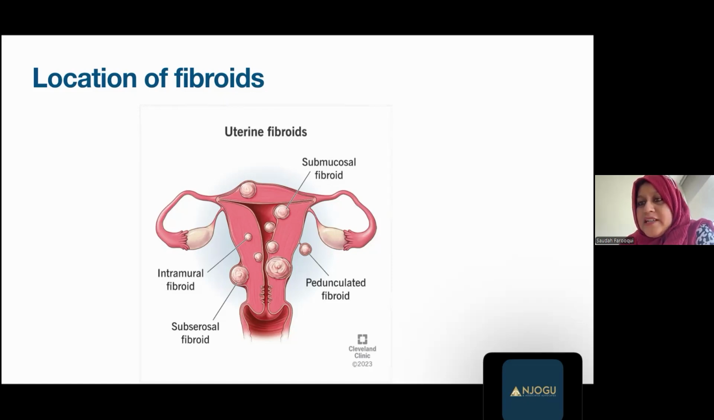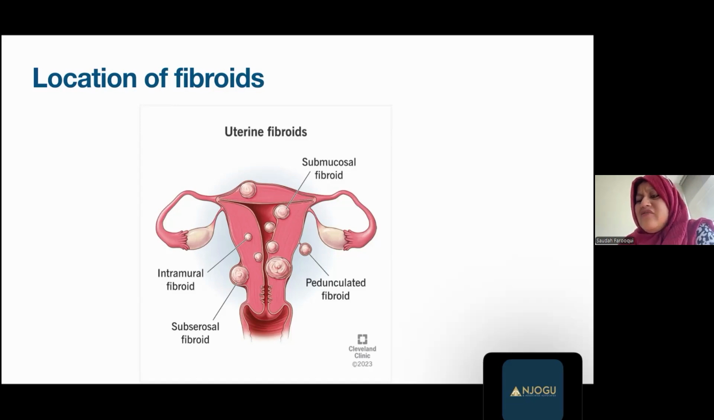Then if you go lower down, on your left is written intramural fibroid. This means the whole fibroid is in your muscle. So there are three layers to the uterus. You have the serosa, the muscle layer, and the endometrial lining. So this intramural fibroid is just within the muscle of the uterus wall. Now, as you come lower, you have a subserosal fibroid, which means the majority of the fibroid is outside the uterus, with just a little bit of the root, so to speak, inside the top lining of the uterus.